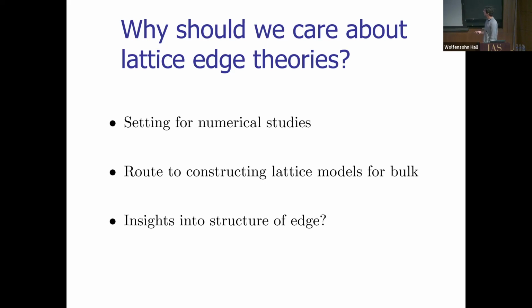Another feature is the well-known coupled wire construction, which allows you to take edge theories and construct a model for the bulk system by putting together many wires. Each wire is written in terms of the edge theory. So that allows you to construct bulk models from edge theories. In this case, if you have a finite dimensional edge theory, you can really construct a lattice model for the bulk, which is nice. Or it seems like it might allow you to construct a lattice model. So that would be another nice reason to be interested in these.